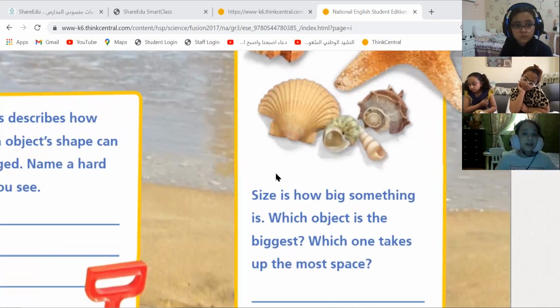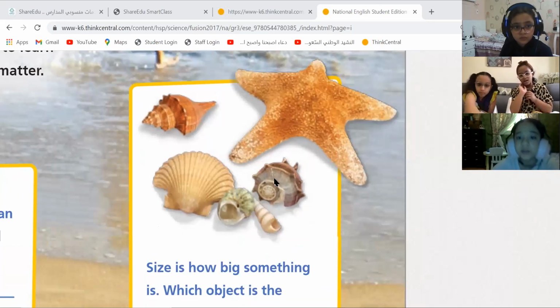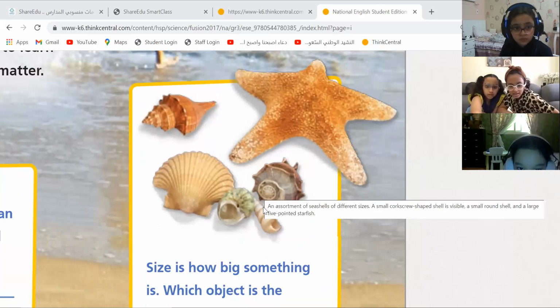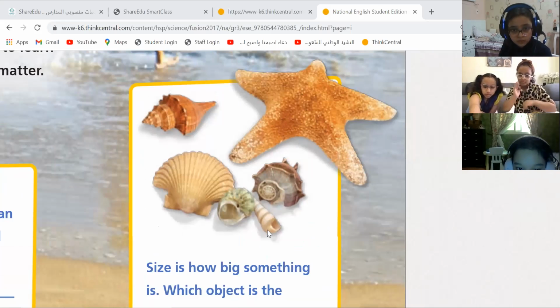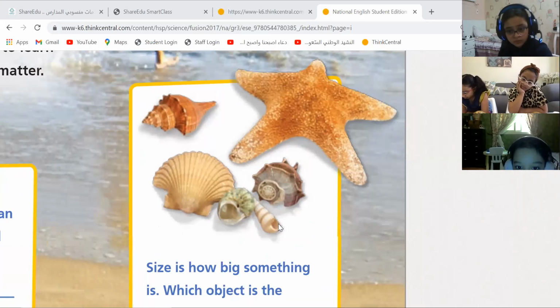The white one. Excellent. See, you are describing it. You're saying it is white. What about the shape? What is the shape of it? It's like a unicorn. Excellent. Like a unicorn. Okay, is it oval, circle, triangle, or rectangle? What is the shape of it?